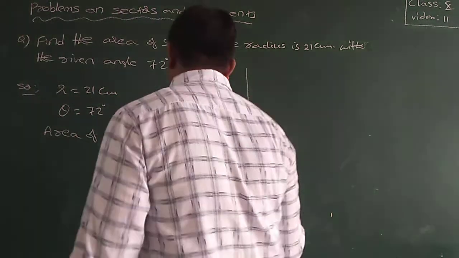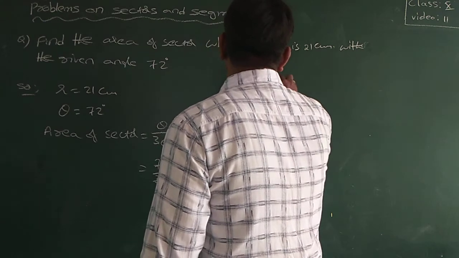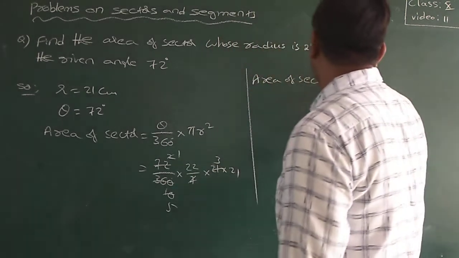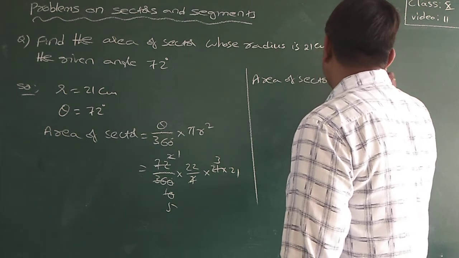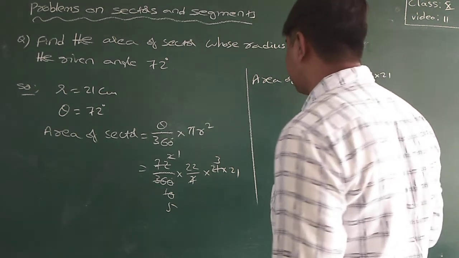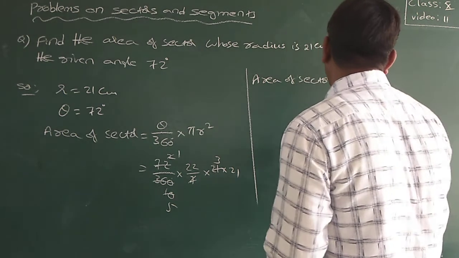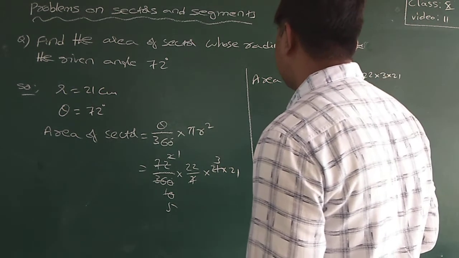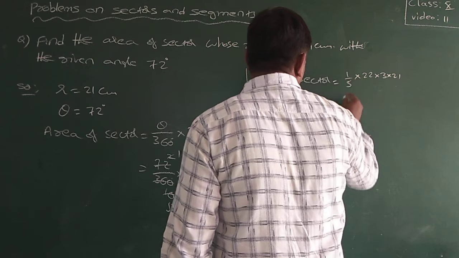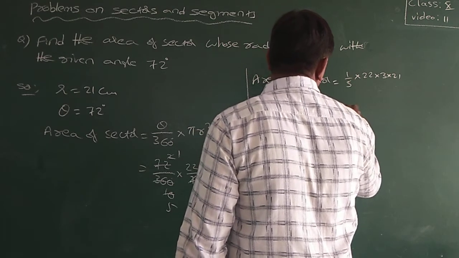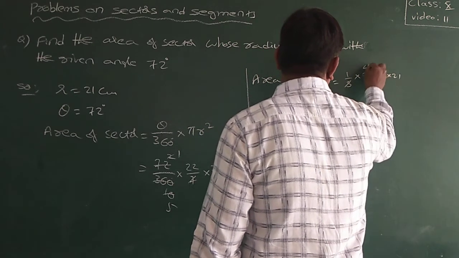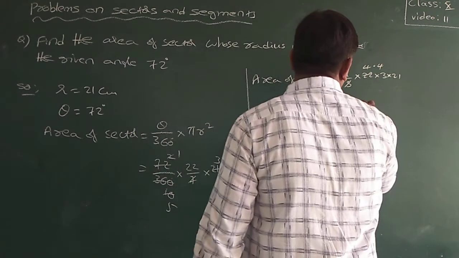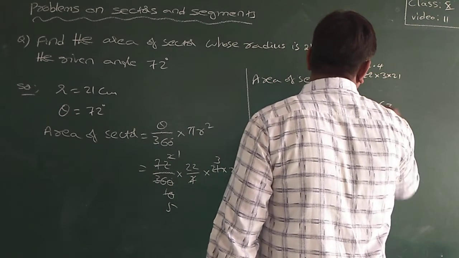Then what is left over here? Area of sector is equal to 1 by 5 into 22 into 21. Sorry, 22 into 3 into 21. Okay. 5 4s are 20. 5 4s are 20. Now 4.4 into 63.